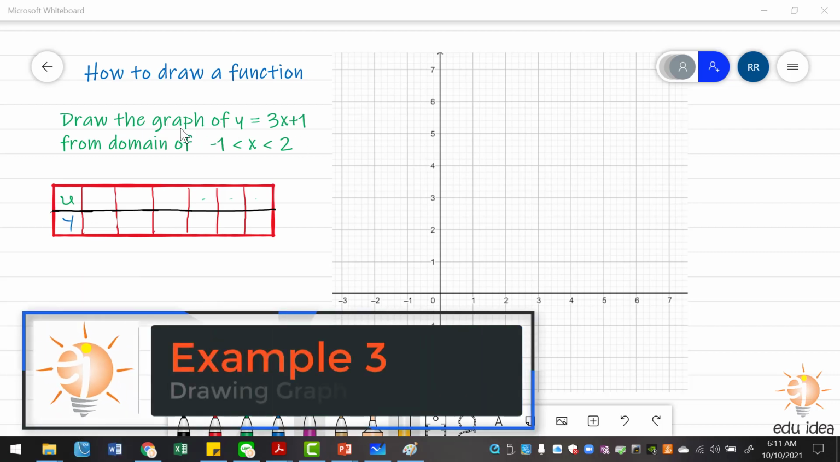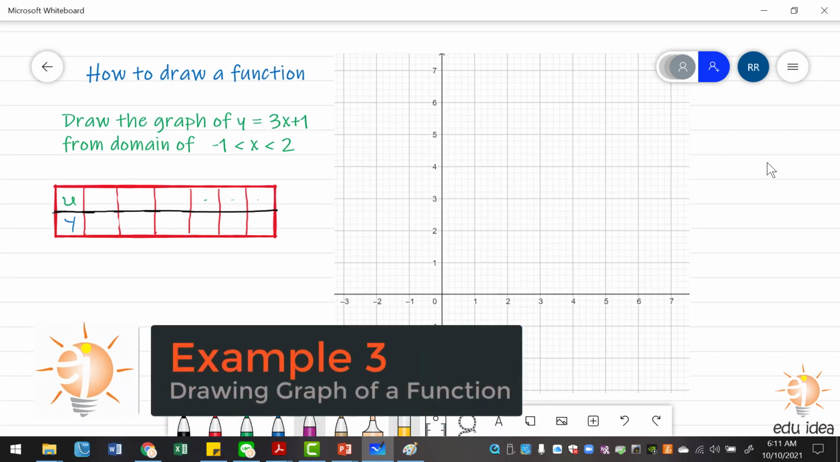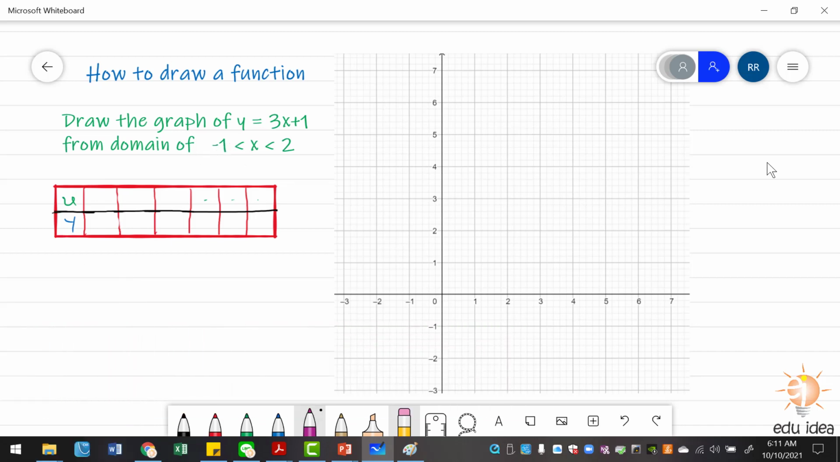Okay, last example. Draw the graph of y equals 3x plus 1 from the domain of minus 1 less than or equal to x and less than or equal to 2. So what does this mean? It means that we are going to start from minus 1 and we end up with 2. The easiest way to do this is to choose numbers which are integers, because we can start from minus 1 and end up with 2.